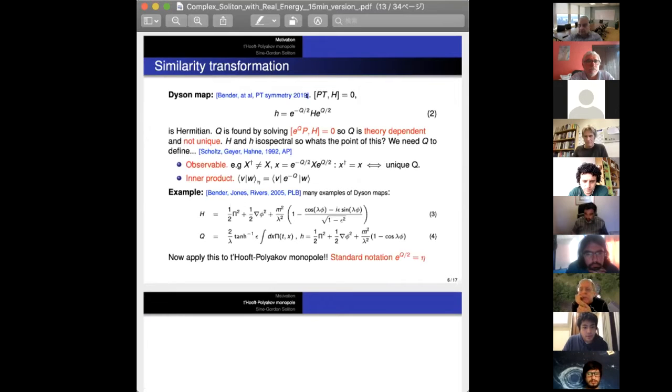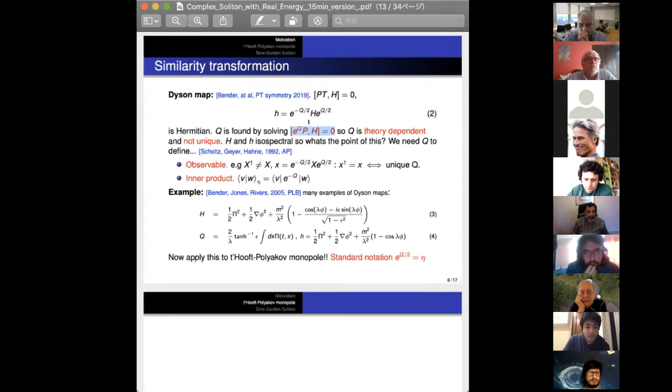To realize the physical theory, you need what's called a Dyson map. And I'll just give a surface level introduction. If you're interested, I would recommend reading this book. But the point is that you have a PT symmetric Hamiltonian, and if you manage to solve this algebraic equation, where P is the parity operator, then you can find the Hermitian operator Q, which maps the non-Hermitian H to a Hermitian little h. And notice that this equation depends on H. That means Q depends on H, and that means Q depends on the theory. And also, the solution is not unique.